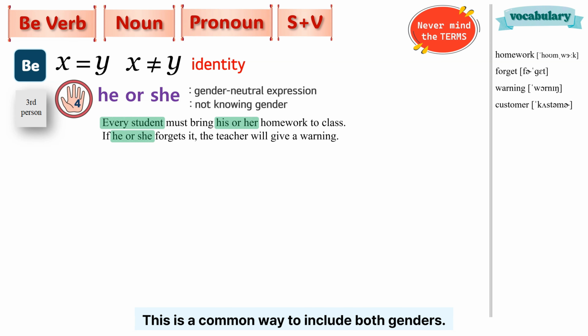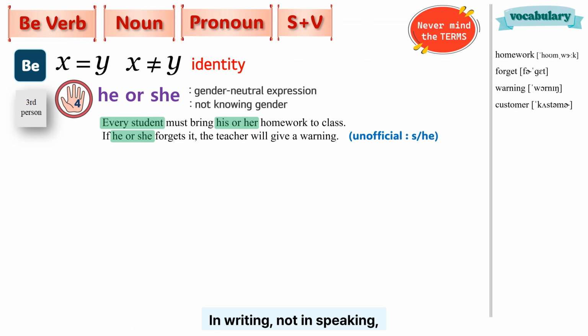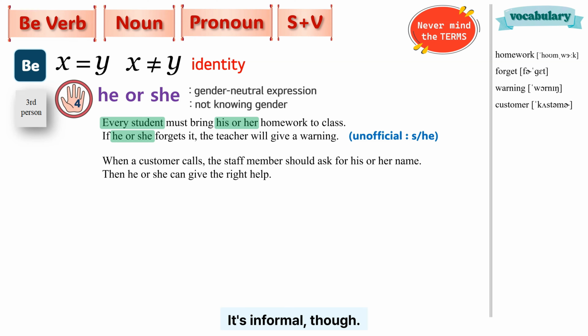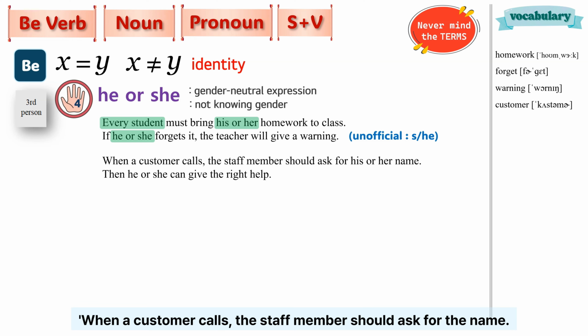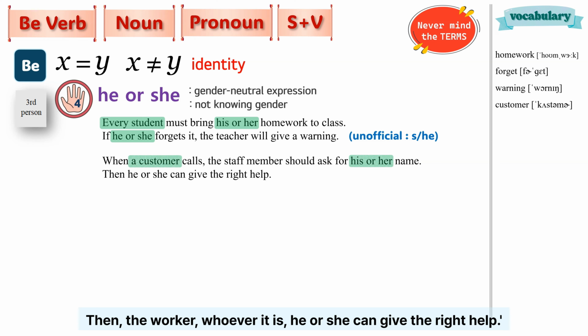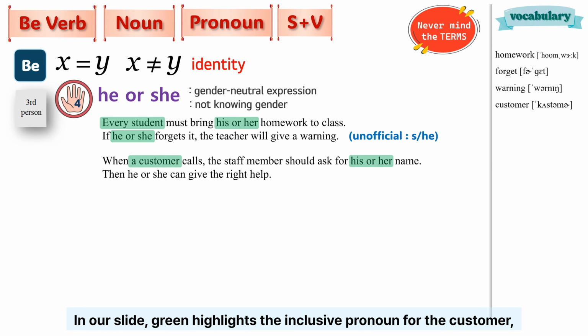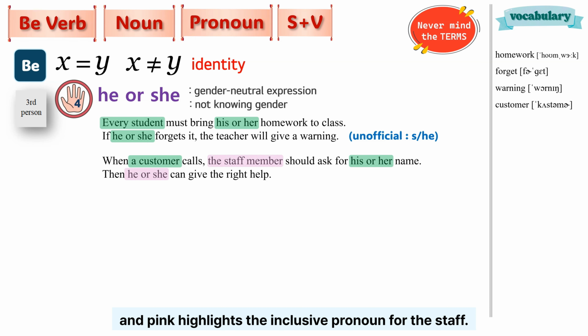This is a common way to include both genders. In writing, not in speaking, people also sometimes use this short form to save space. It's informal, though. When a customer calls, the staff member should ask for the name. Then the worker, whoever it is, he or she can give the right help. In our slide, green highlights the inclusive pronoun for the customer, and pink highlights the inclusive pronoun for the staff.